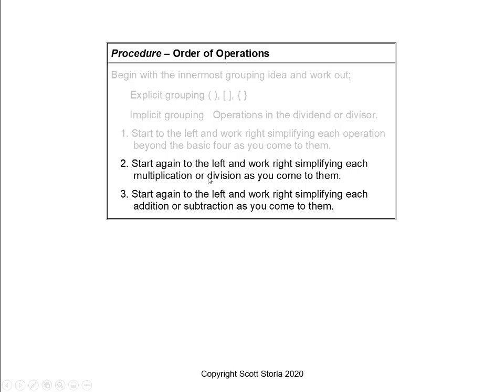Now, neither multiplying or dividing are more important. So they're equal in importance, and the way you decide how to do them, if you have more than one in an expression, is you work them left to right as you come to them. And once all your multiplications and divisions are finished, then you move on to adding and subtracting. Again, neither one is more important, so you do them left to right.